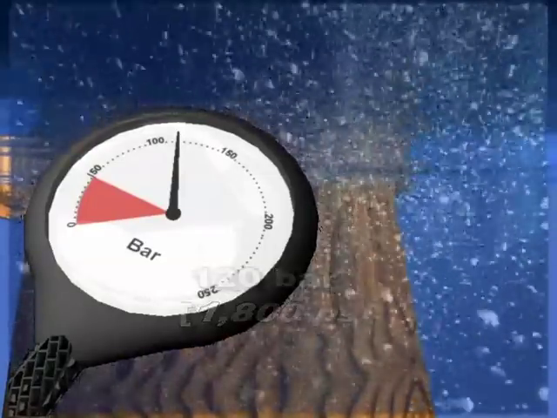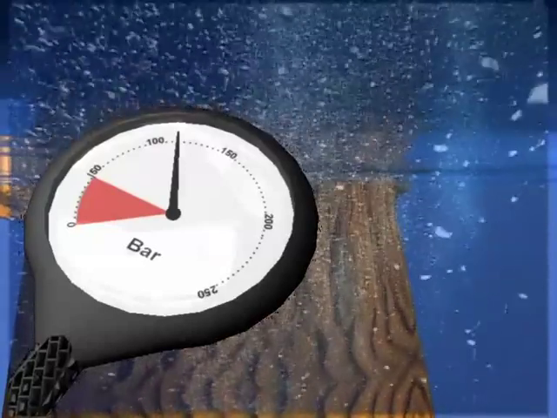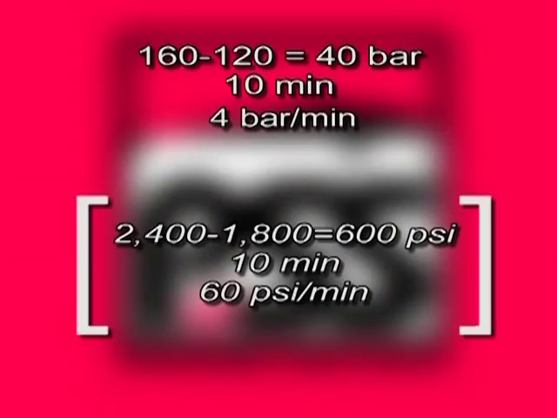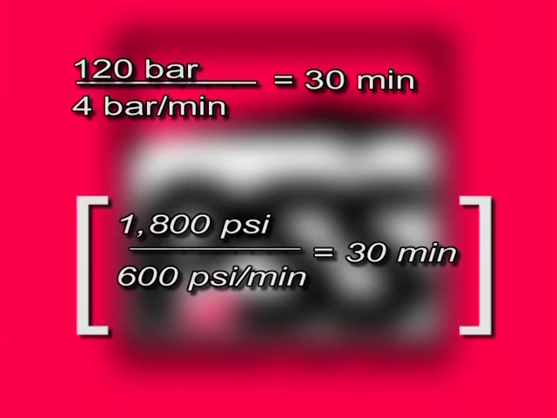This means that in 10 minutes at that depth, we used or consumed 40 bar, 600 psi of air, or rather, your air consumption is 4 bar per minute or 60 psi per minute. With this consumption rate, the remaining 120 bar, 2400 psi in the cylinder will last another 30 minutes at that depth.